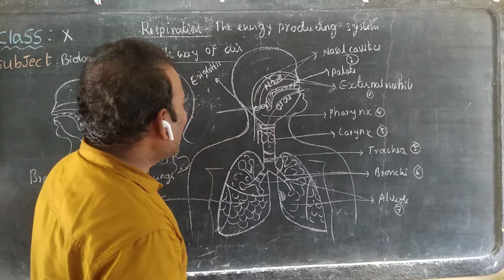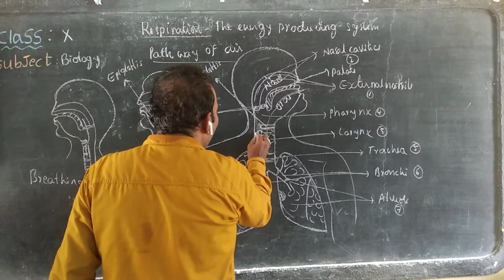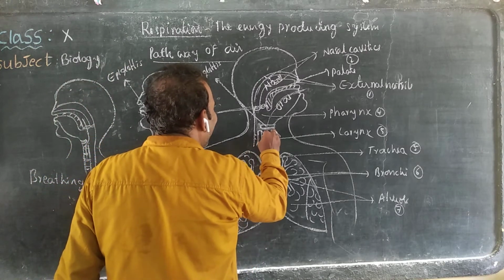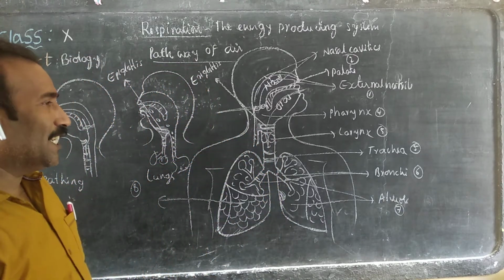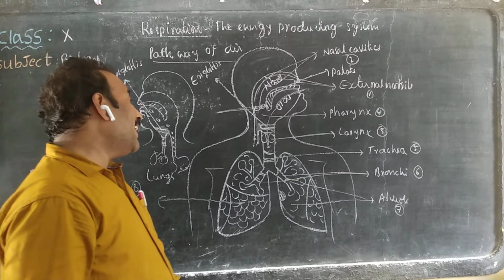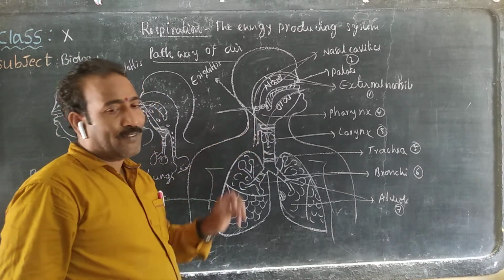You know what this epiglottis does? Epiglottis only diverts the food into the esophagus and the air into the trachea. It acts as a trophic constant. It properly allows air into the trachea and food into the esophagus.